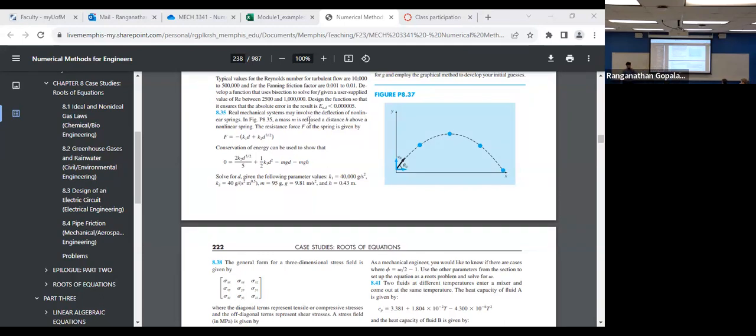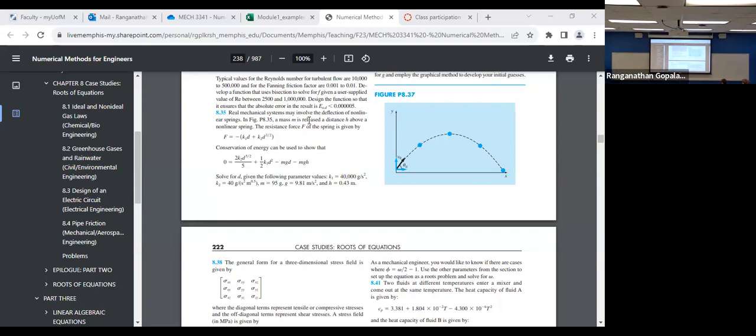What are we asked? We are asked to solve for D given the following values for K1, K2, M, G, and then H. So everything else is known except D, which appears as D to the power 5/2 and D squared. Even if the 5/2 term weren't here, this would not be a real problem for you. This is just a quadratic. Now we have a D to the 5/2, so it's a nonlinear equation. All right, let's solve this problem.